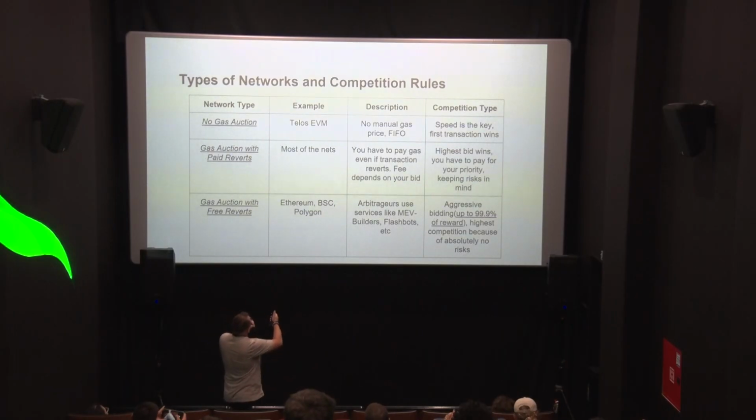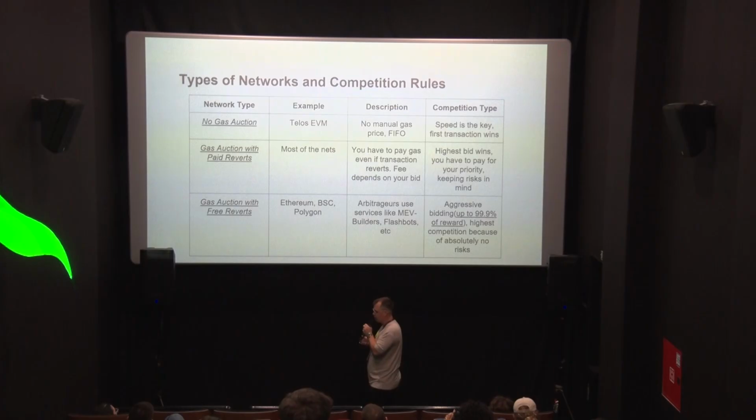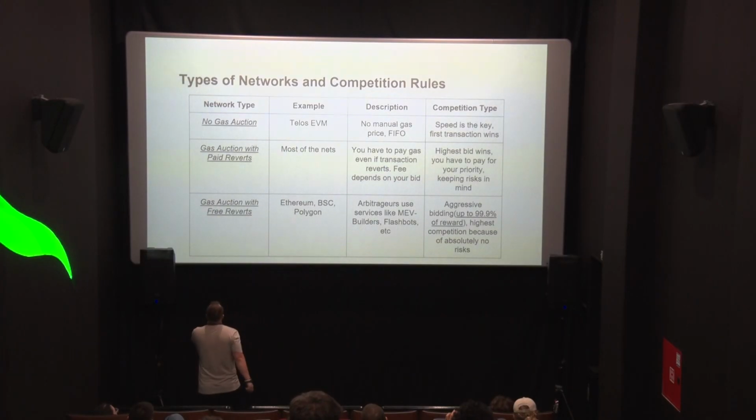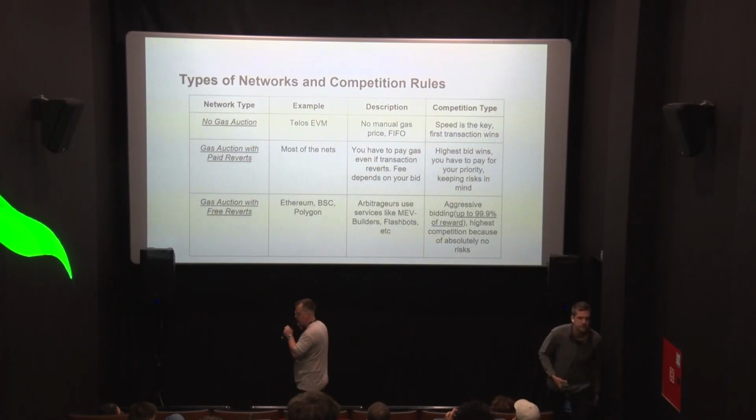First of them is networks like Telos EVM, where you cannot set the gas price or gas tips, so speed is the key, and this is just a race. Whoever first submits the transaction wins. On the other hand, we have more traditional networks that operate under more traditional rules, where something that I call gas auction takes place. So you just set the bid, and you pay for your priority. So the highest bid wins.